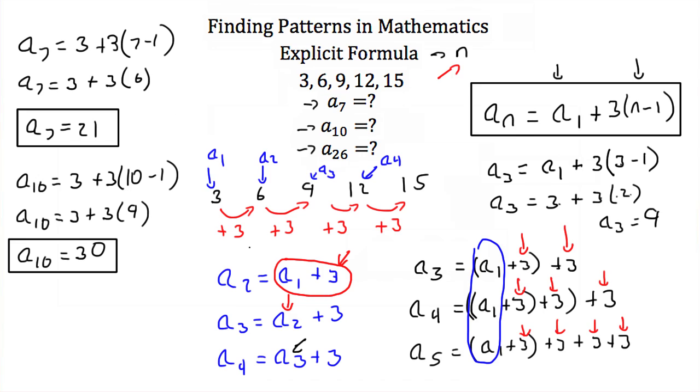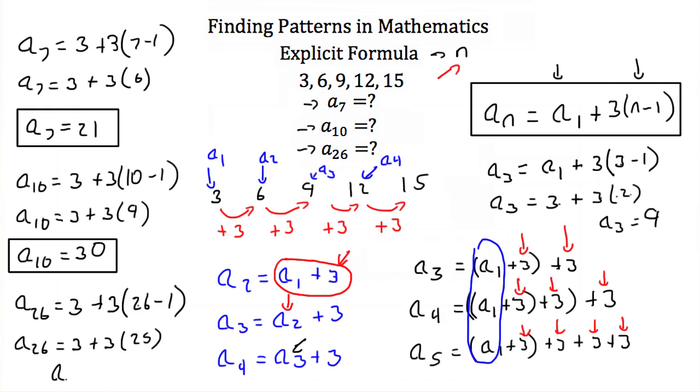Lastly, we want to find our 26th term. So we find A26 is equal to our first term, which again is 3, plus 3 times 26 minus 1, n minus 1. So our 26th term is equal to 3 plus 3 times 25. 3 times 25 is 75. Add 3 and we'll find out that our 26th term is 78. So that is how you write and use explicit formulas for a sequence.